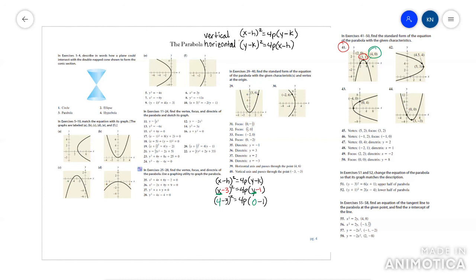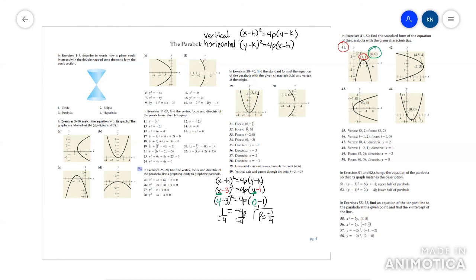Okay, I just changed x and y to 4, 0. And I could have used 2, 0. It wouldn't have mattered. But now you just got to do a little bit of algebra. So 4 minus 3 is 1. Squared is 1. So on the left, it just turns into 1. 4p times 0 minus 1. 0 minus 1 is -1. So when you times it by that 4p, you got -4p. Then you just got to divide by -4. And you end up with p equals -1/4.